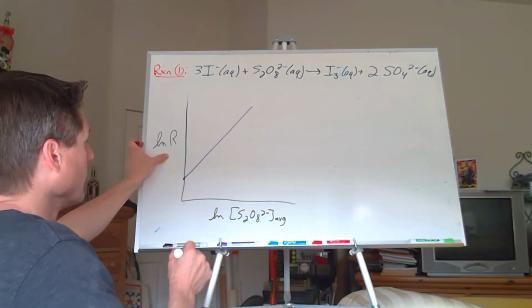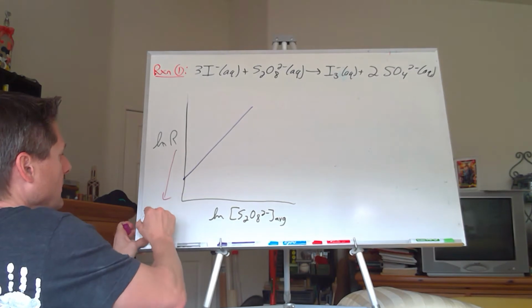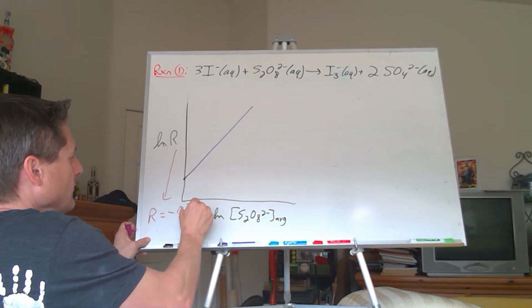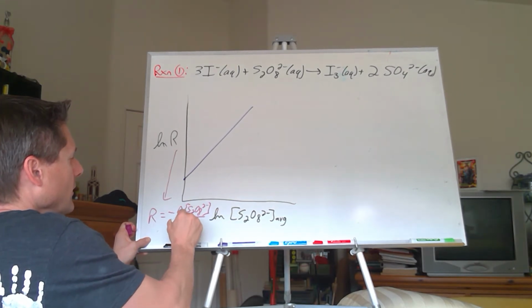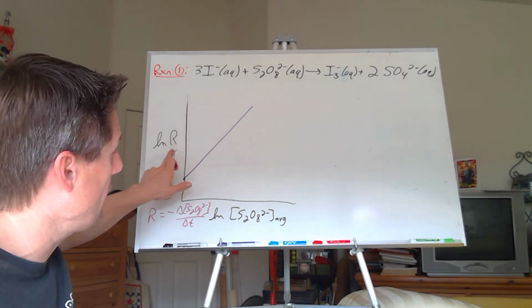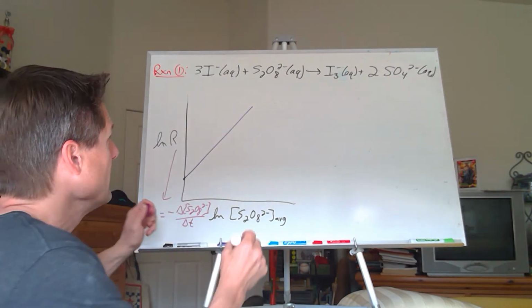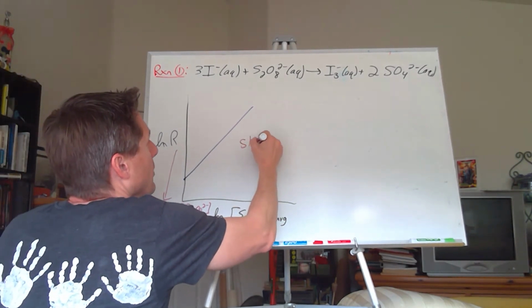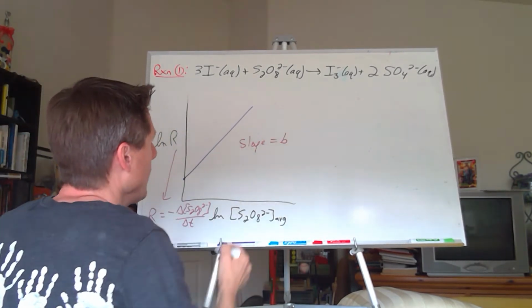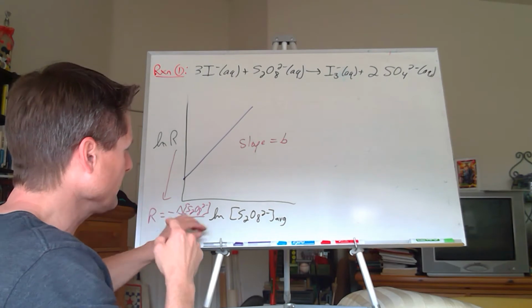Now remember, the rate was the negative of delta S2O8 2- over delta t. So we can calculate rates and take the natural logarithms. This you're also going to get. So from this, our slope is equal to b, which is what we're after from the rate law, correct?